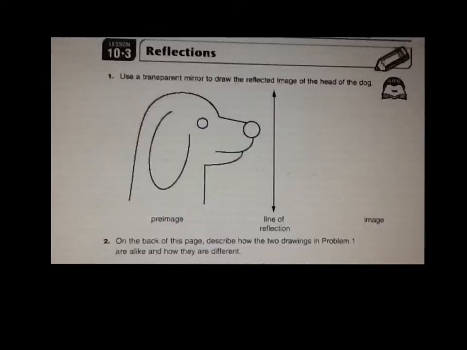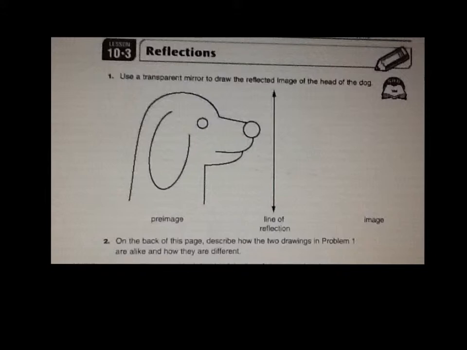To start out our lesson, we're going to be looking at Math Masters, page 309. You're going to use a transparent mirror to draw the reflected image of the head of the dog. So what you need to do is put that recessed line of the mirror exactly on that line of reflection, and then you will look through. You already have the pre-image here, to find the image, and then you're going to carefully draw that image as best as you can and as accurately as you can in the space on the right. It is best if you're looking through the mirror at eye level before drawing that image.